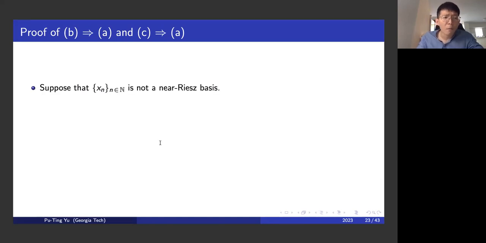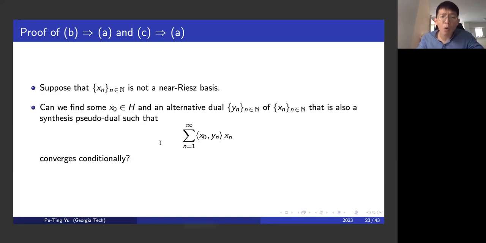Okay, and we can be more ambitious in the sense that we can ask: can we find some element x0 in H and an alternative dual Yn of Xn that is also a synthesis pseudo-dual, such that the infinite sum of Xn multiplied by the inner product of x0 and Yn converges conditionally?